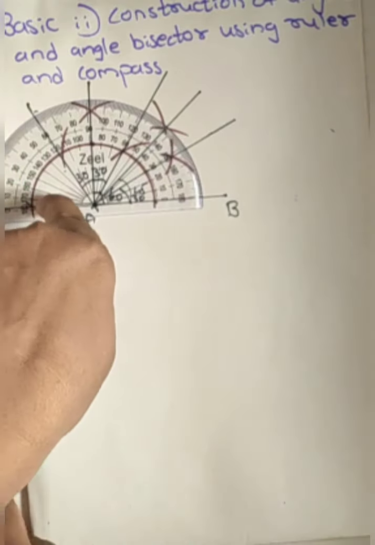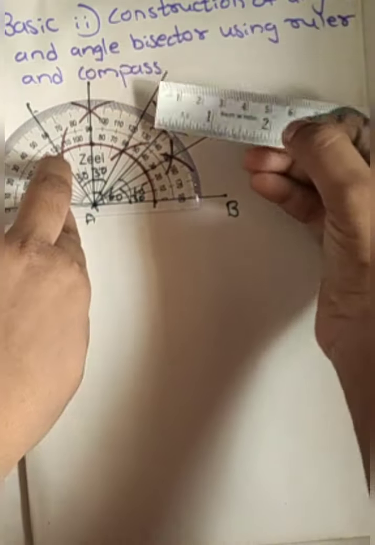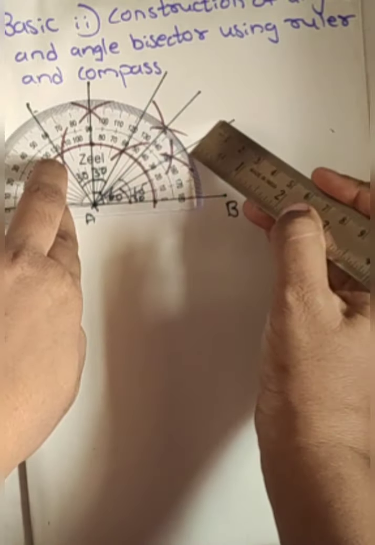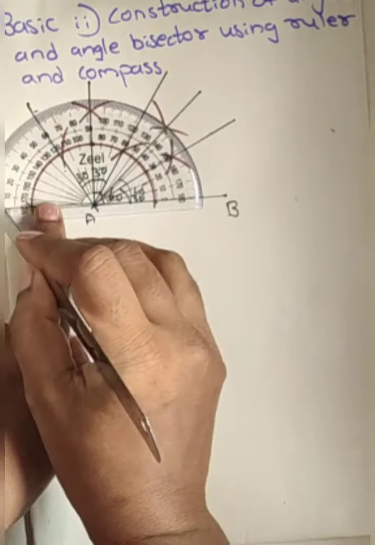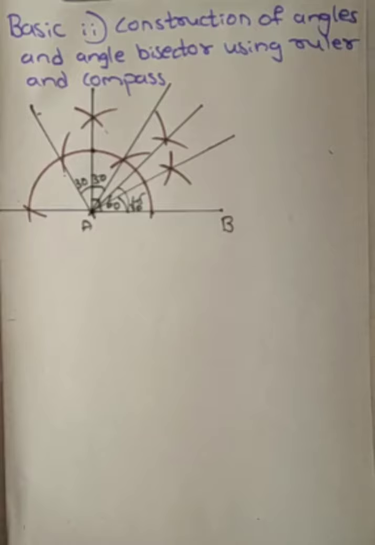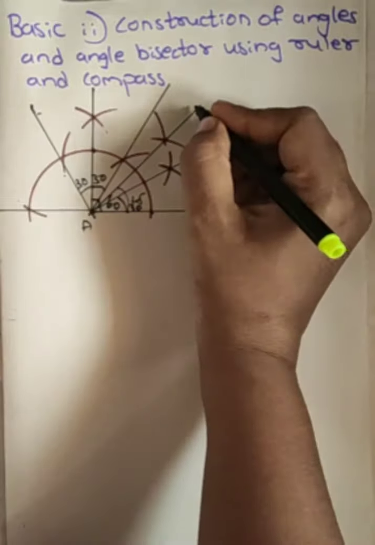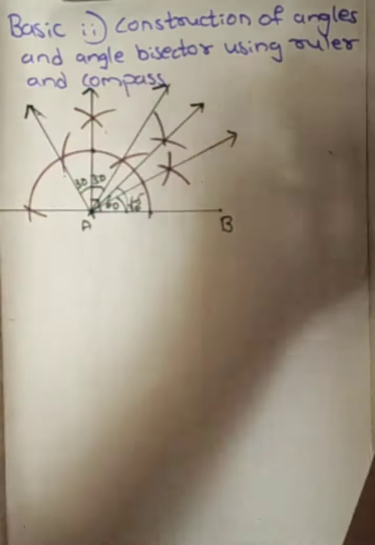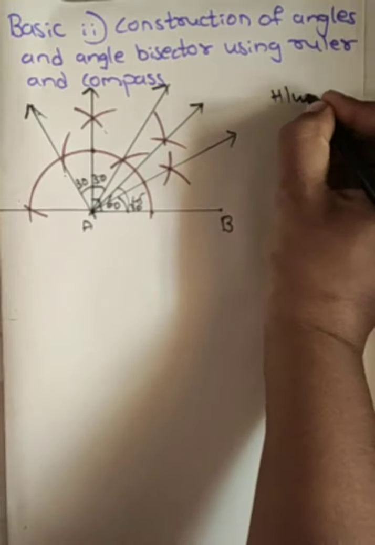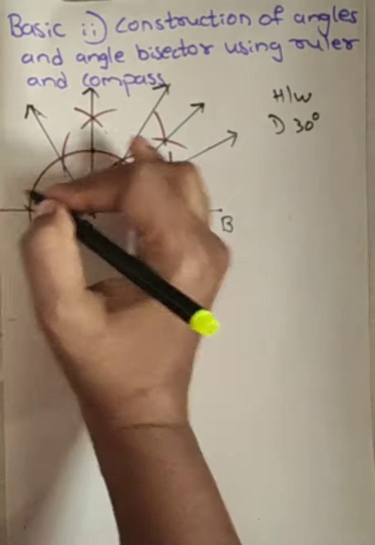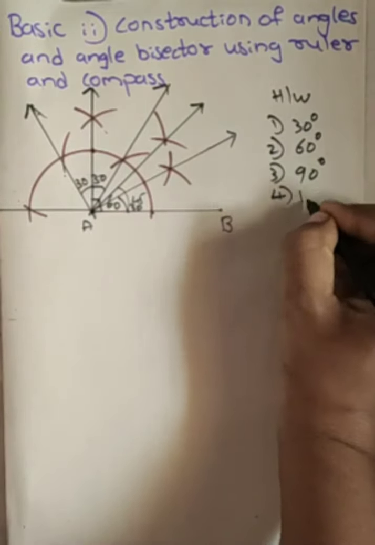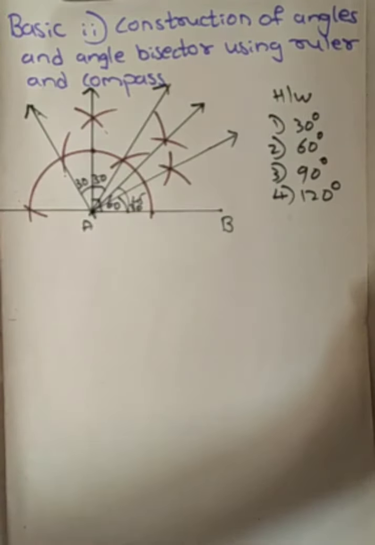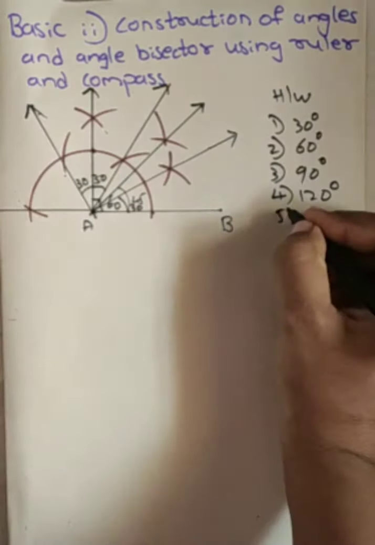You can check here. See, this is 90, this is 60, this is 30, and this is 45. This is 120, and this straight line is 180. You practice this, students. Now, practice for homework. In one figure only I have shown 30 degree here. You draw separate 60, 90, and fourth 120. So this much is enough. Again take fifth, 45 also.